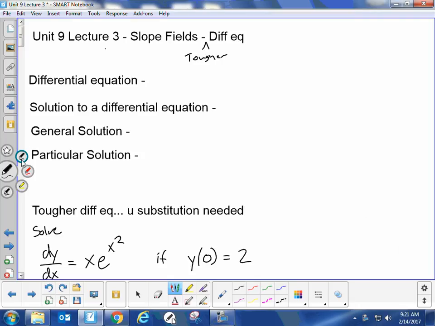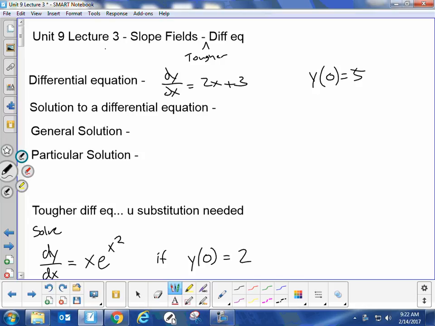So we are going to start dealing with, now that we know pretty much every antiderivative technique we need to know for this class, we're going to start solving tougher differential equations. And we've already solved some differential equations back in Unit 7. A differential equation is when we just have some derivative equal to something, and we usually have an initial condition.